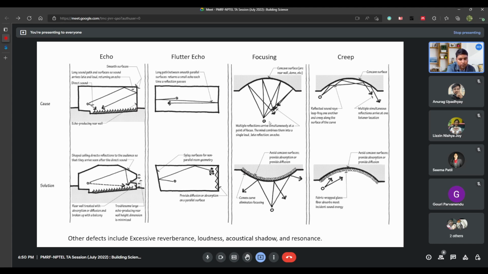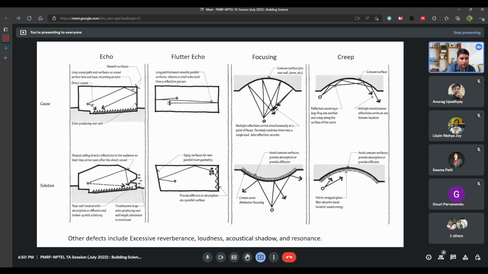And focusing is something where you have a concave surface and a point source, and the sound gets reflected back to the same point at multiple different time periods. So you have a prolonged, elongated effect of that sound, which is undesirable.